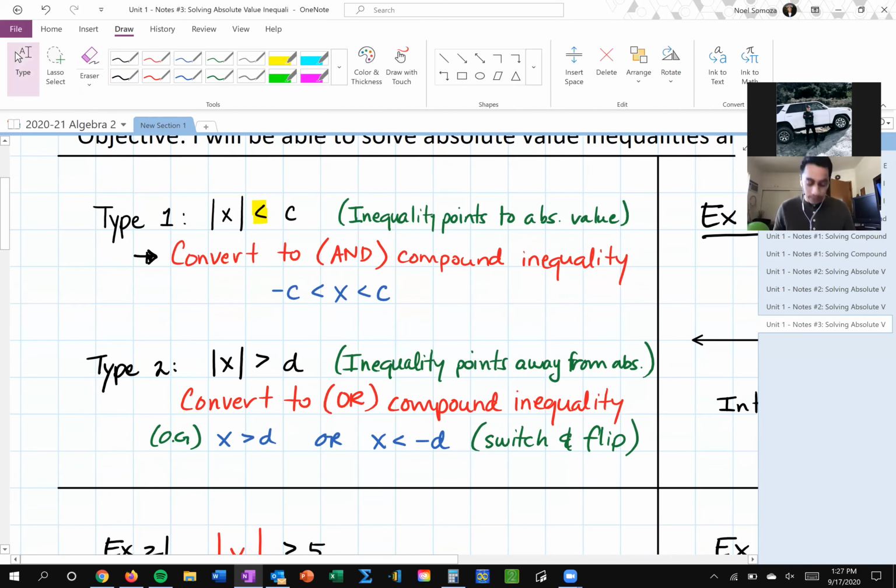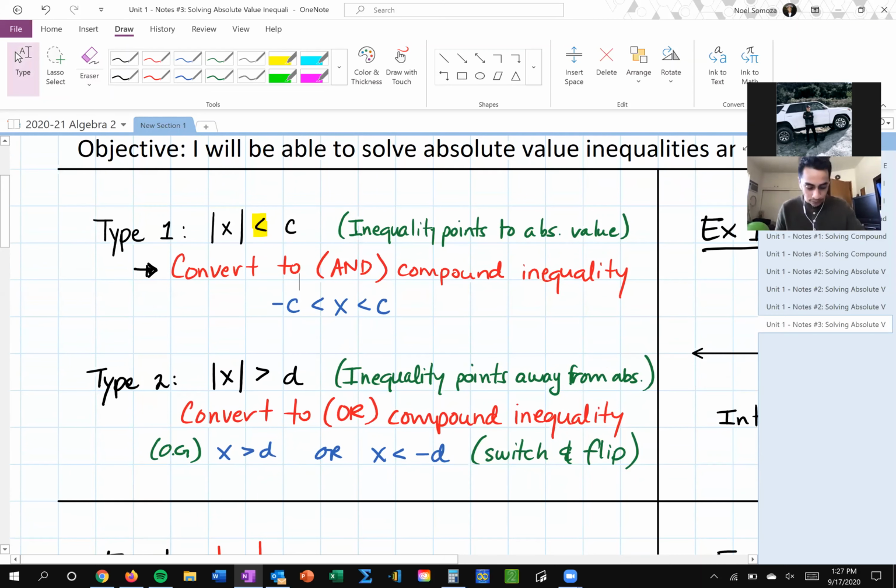The second type is if the inequality points away from the absolute value. In this case, if you think of the inequality as an arrow, it's pointing towards the constant on the outside, away from the absolute value. So in this case, we convert it to the OR compound inequality, all right? Remember that when we have OR compound inequalities, we have 2 separate ones, and then we have the OR in the middle. So one of them will be the original. That's why I call this one the OG, right?